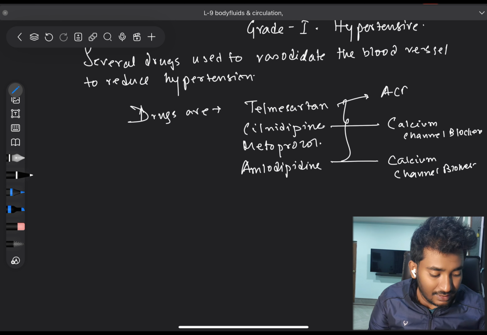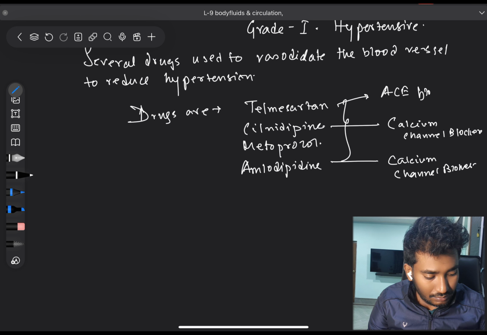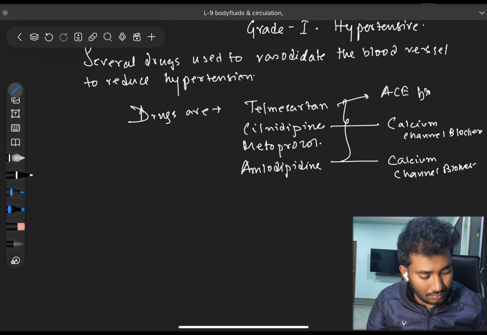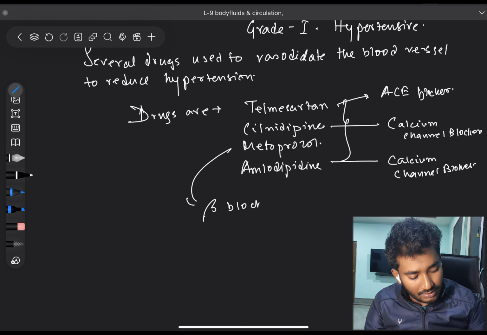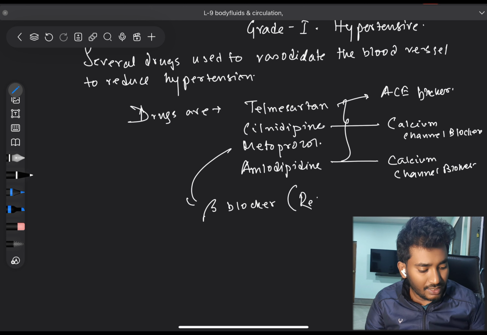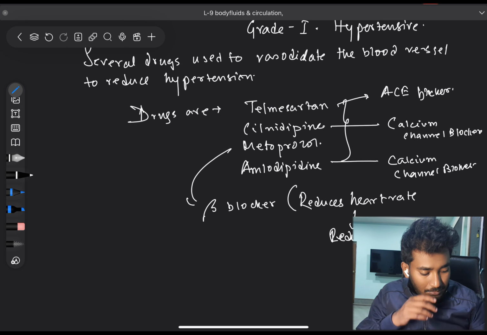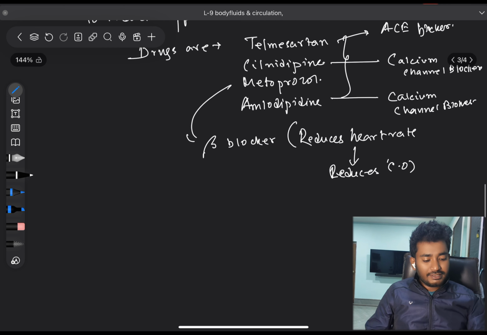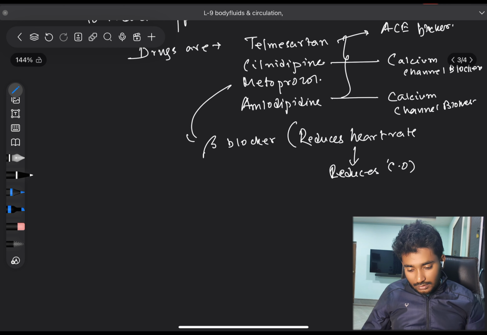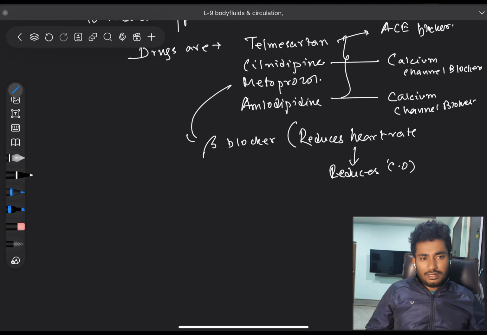Telmisartan is an ACE blocker, while metoprolol is a beta blocker. A beta blocker reduces heart rate, and thus reduces cardiac output. In this way it acts. Okay, these will be taught in pharmacology in MBBS.